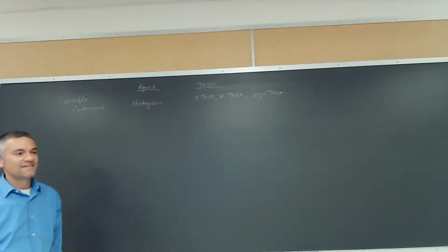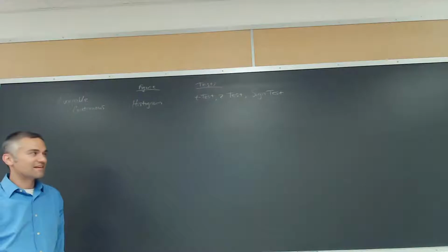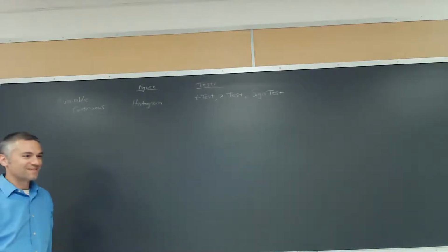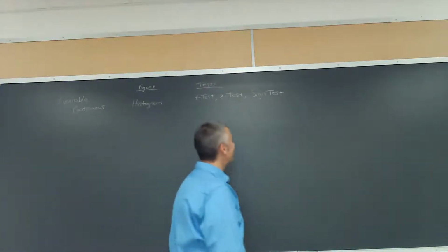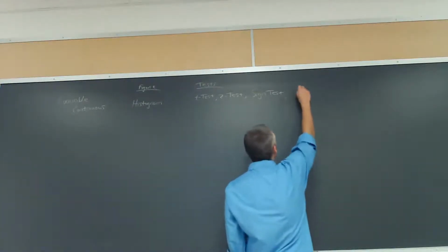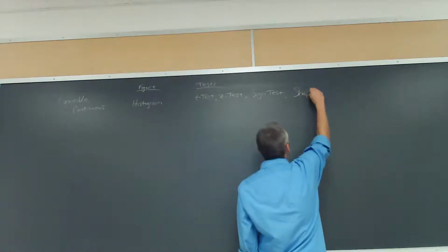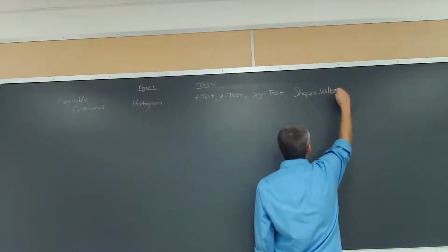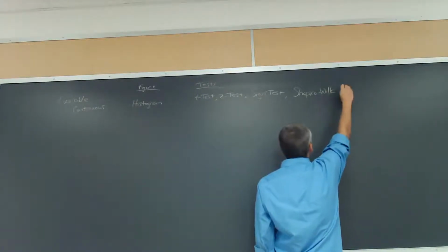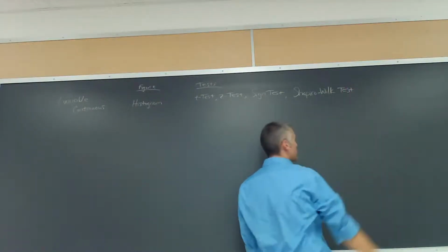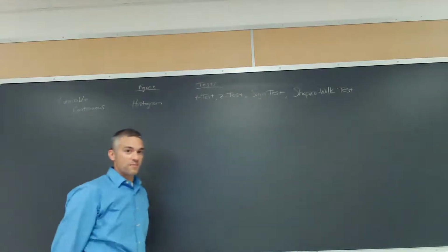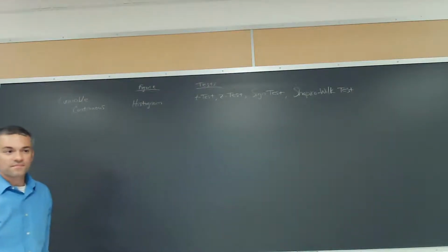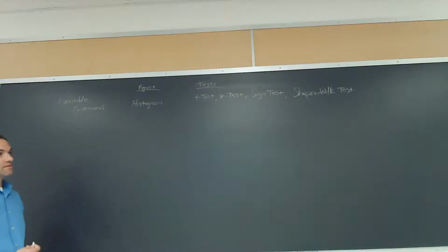Calvin? You had an answer. What was the last test that you said? Shapiro-Wilk test. One continuous variable. Test for normality. Right? It's not our preferred method.